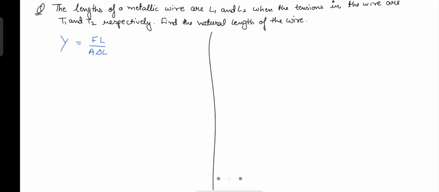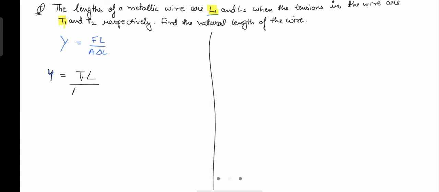Okay, now there are two wires. The one is with length L1, and in that condition, when the wire's length is L1, then the tension which is applied is T1. So if I make one formula for wire 1, in that case I will write Young's modulus Y is equal to tension T1, original length will be L. We have considered it as L. Okay, let's say because this is the original length, L is the original length.